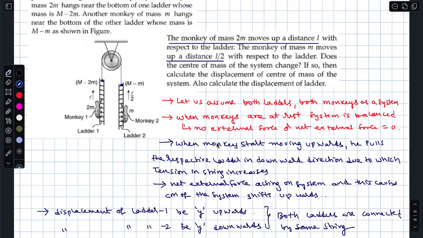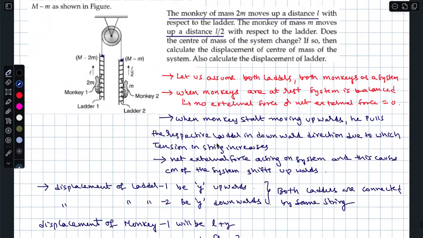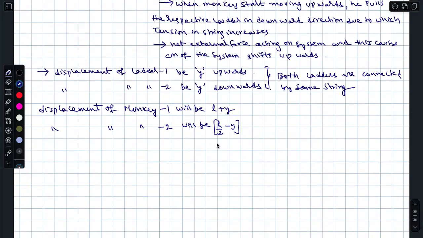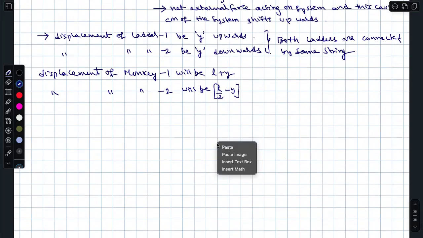That's given in the question. The monkey of mass M moves up a distance L by 2 with respect to the ladder. Right. I have the complete information now. What is delta YCM now? This is going to be a turning point.